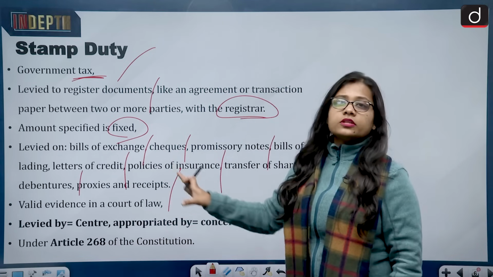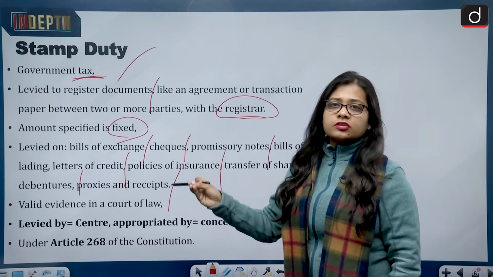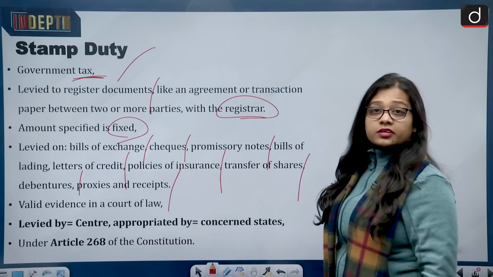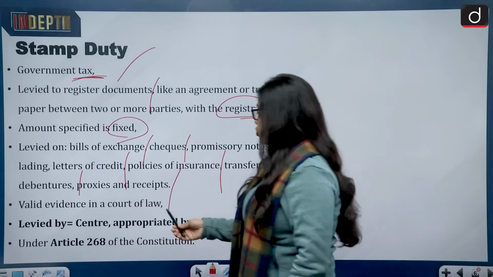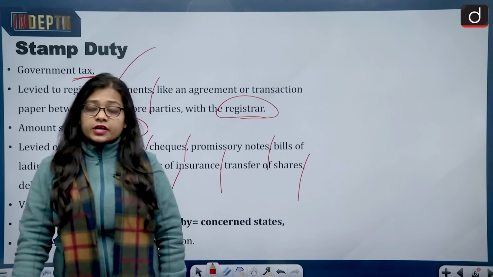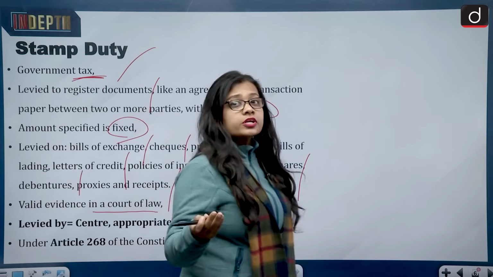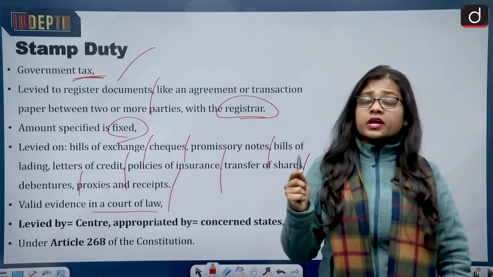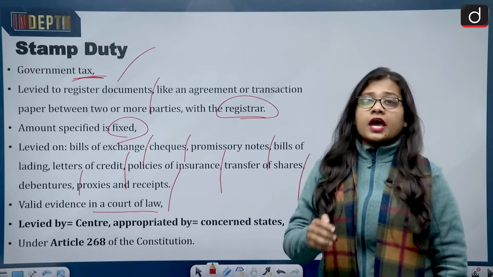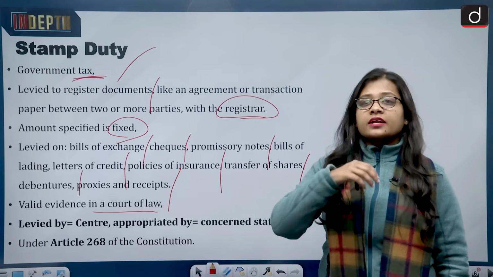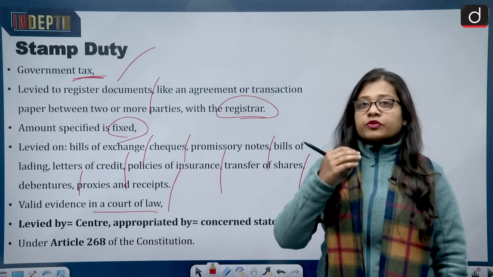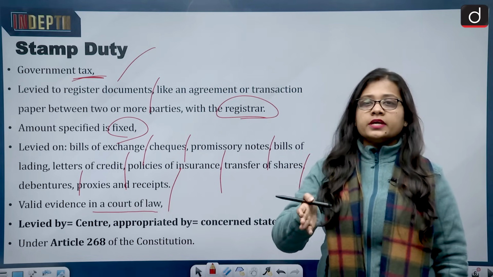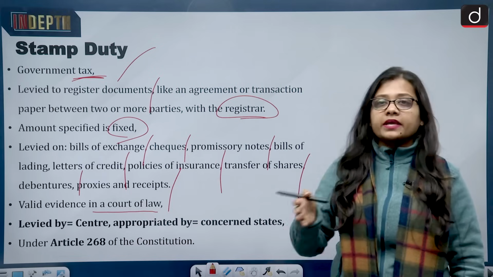So etc. In all these types of transactions, stamp duty is levied. And stamp duty is considered to be a valid evidence in a court of law. So if in a court of law, in the judiciary, the evidence is a stamp duty, then it will be considered valid evidence. This is also one of the reasons that the validity of stamp duty is very high, and stamp duty is official in nature as it has government backing.